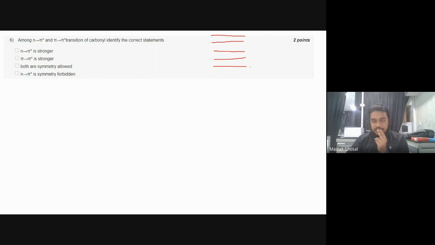Yeah. So this is sigma, this is pi, this is n, this is pi star, this is sigma star. Okay. So sigma to sigma star I have not included here. So for carbonyl, this transition and this transition, which one will be the stronger, and which one will be symmetry allowed or symmetry forbidden.